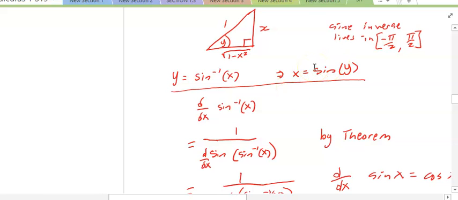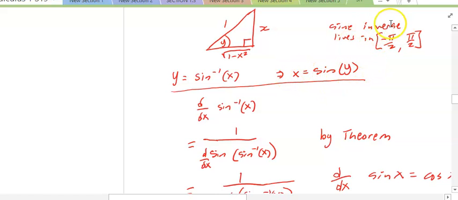So, consider this triangle where we label y as our angle, x as our opposite side, and the hypotenuse as 1. Then by the Pythagorean theorem, the adjacent side to angle y would be radical 1 minus x squared. So in this case, y is equal to sine inverse of x, because the sine of y would be equal to opposite over hypotenuse, which is x over 1, which is equal to x.